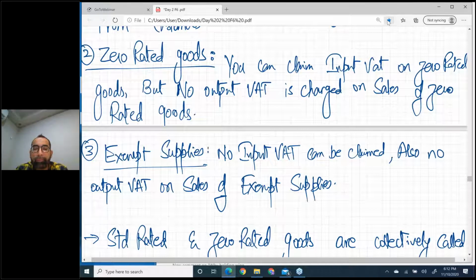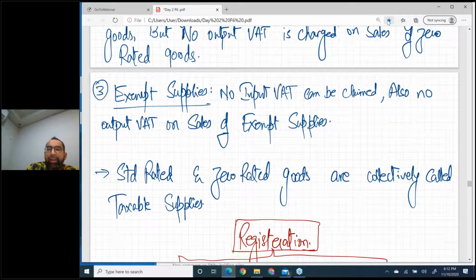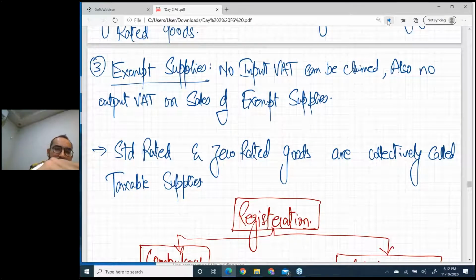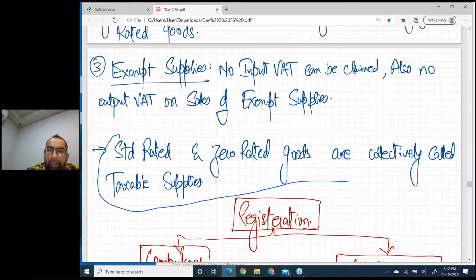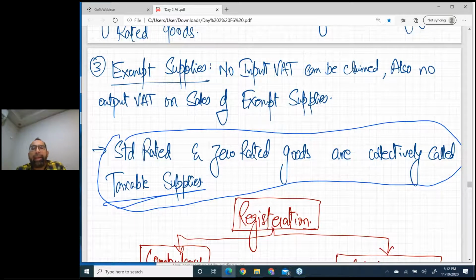Now for your information, standard rated and zero rated goods are collectively called taxable supplies. Don't forget.